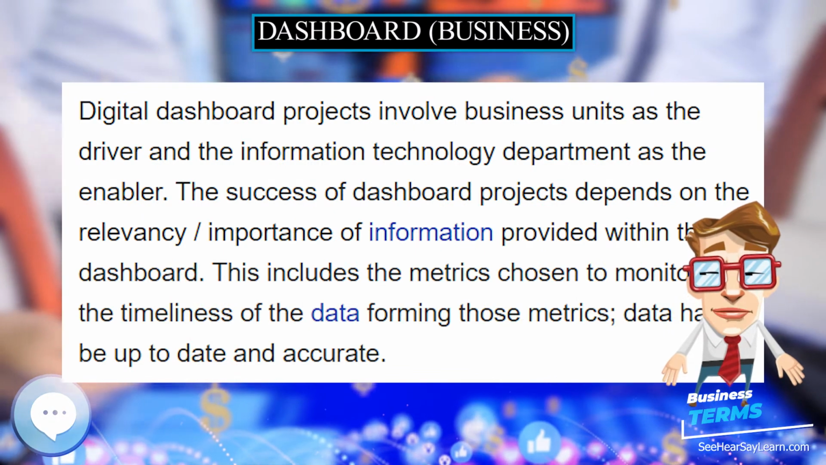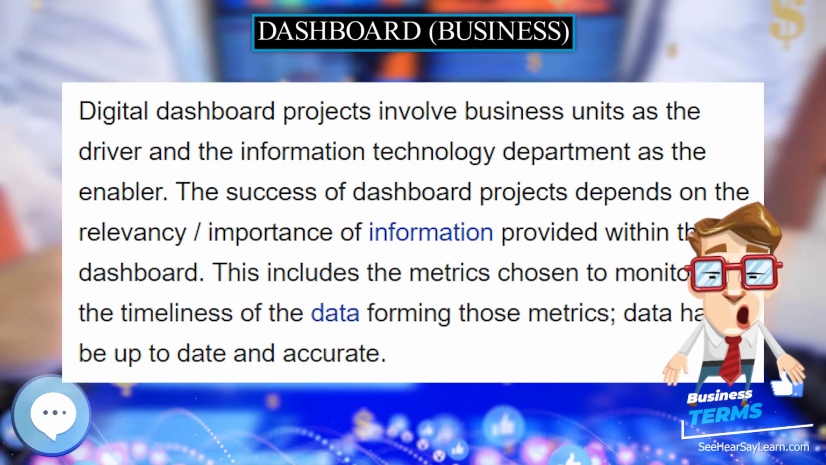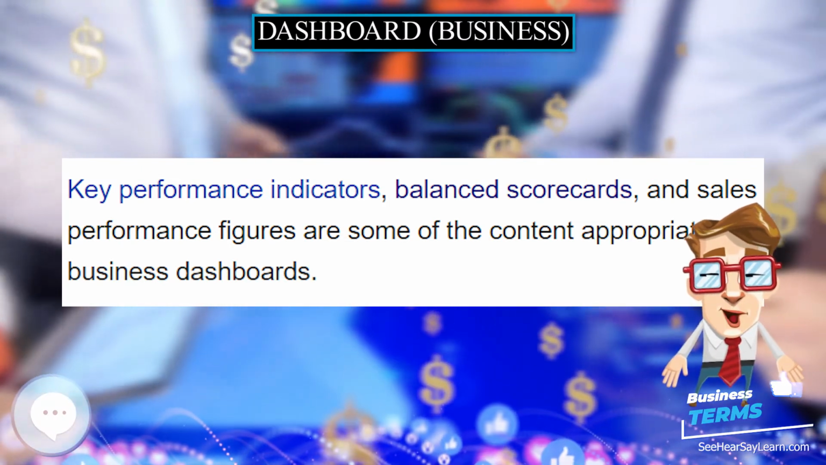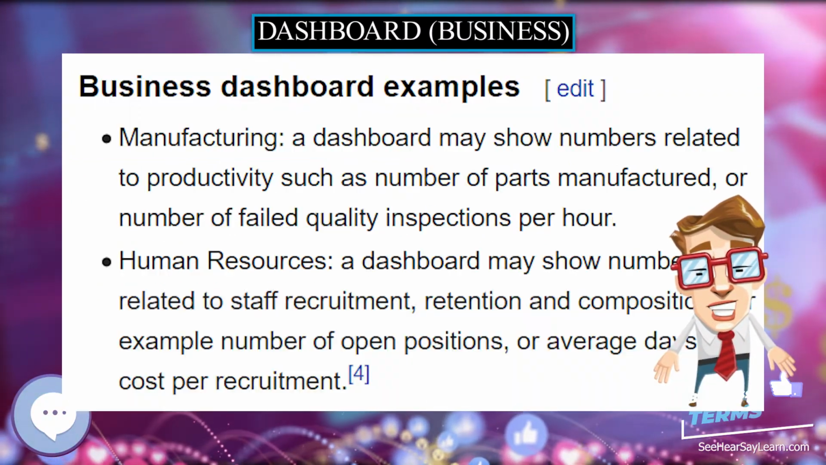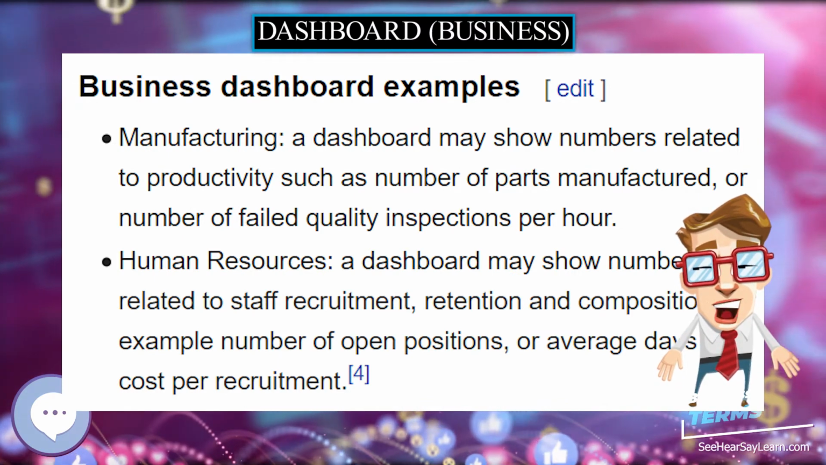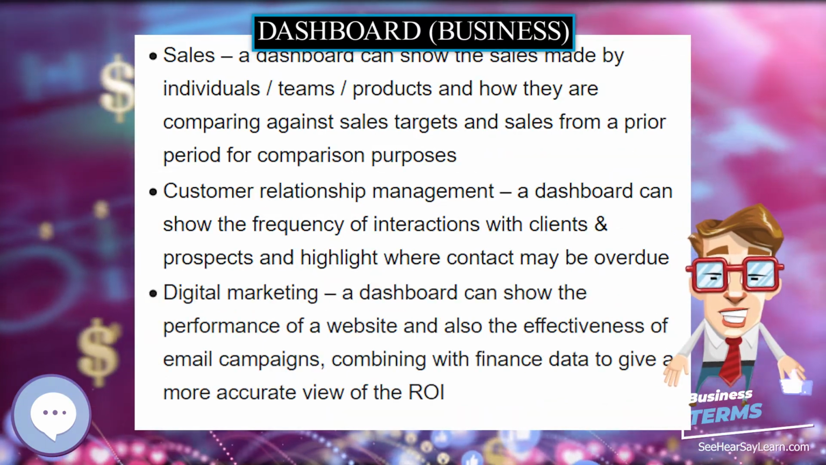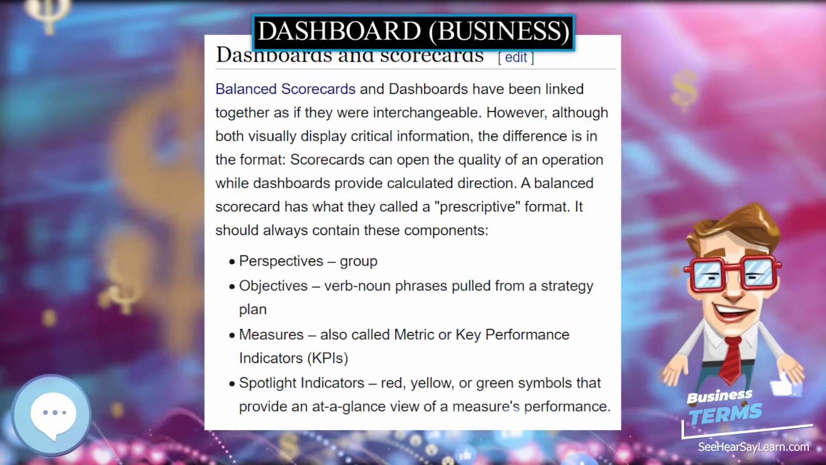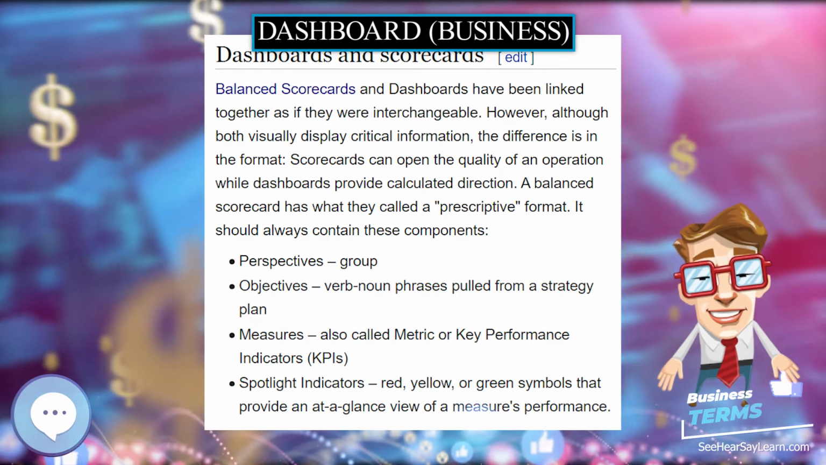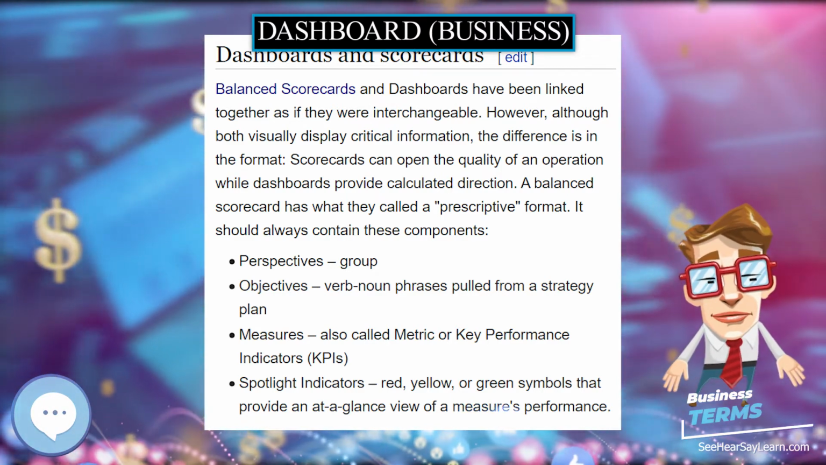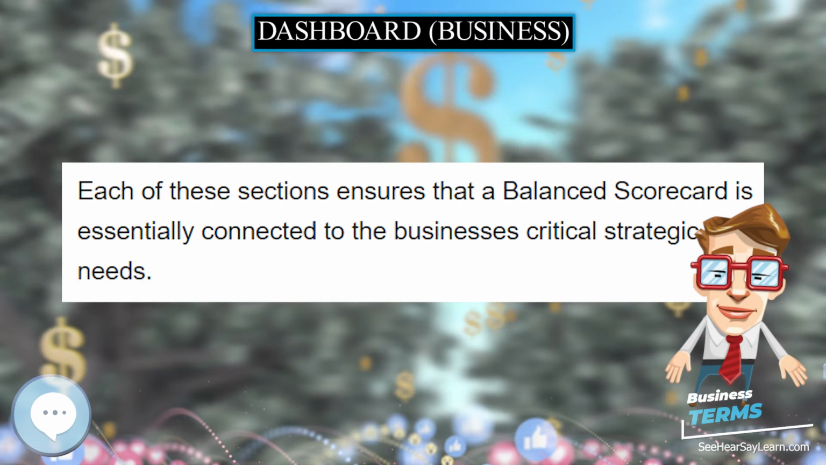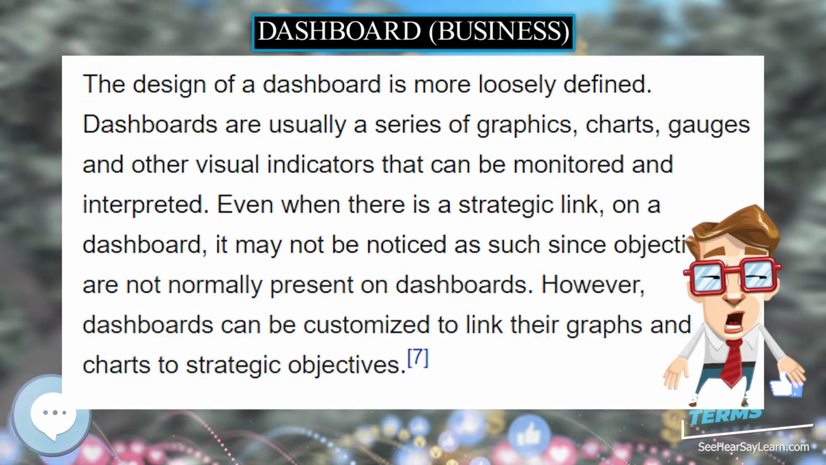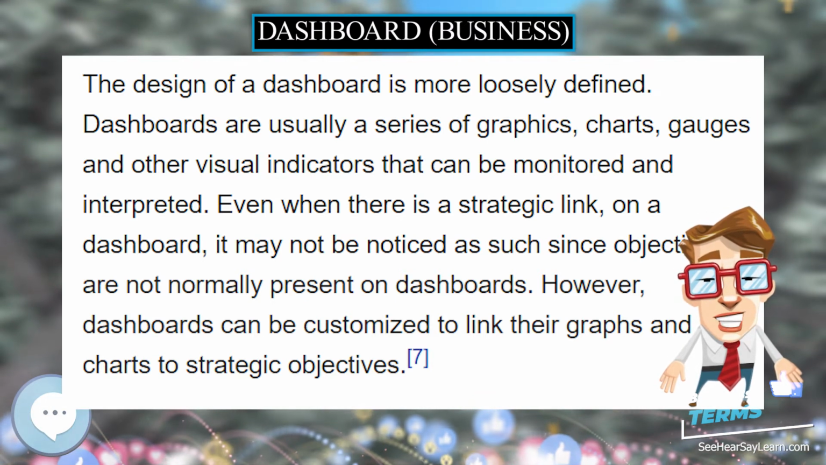Dashboards and scoreboards. Balanced scorecards and dashboards have been linked together as if they were interchangeable. However, although both visually display critical information, the difference is in the format. Scoreboards can judge the quality of an operation while dashboards provide calculated direction. A balanced scorecard has what they call a prescriptive format. It should always contain these components: active strategy. Each of these sections ensures that a balanced scorecard is essentially connected to the business's critical strategic needs.